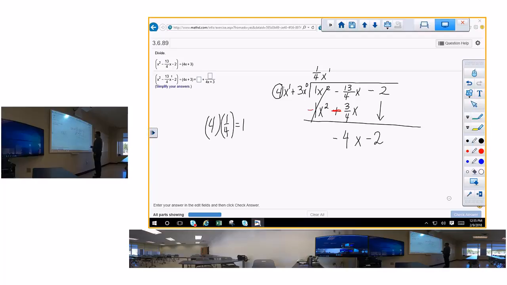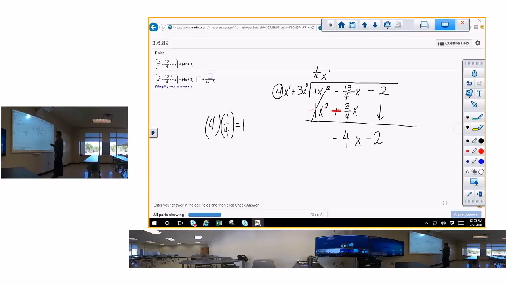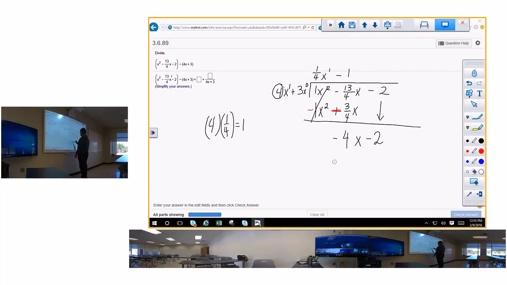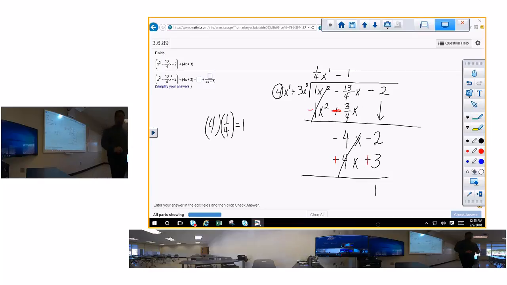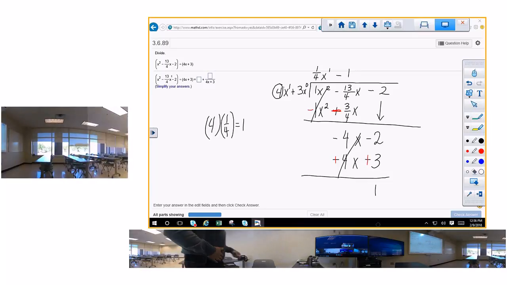Now, how many times will 4x go into negative 4x? Negative 1 time, Hubert. That's right. Negative 1 times 4x is negative 4x. Negative 1 times 3 is negative 3. You always what? Subtract, which makes this into a positive and this into a positive. That goes out, which is supposed to happen, and you're left with 1. So you have a remainder of 1. And that should be it.